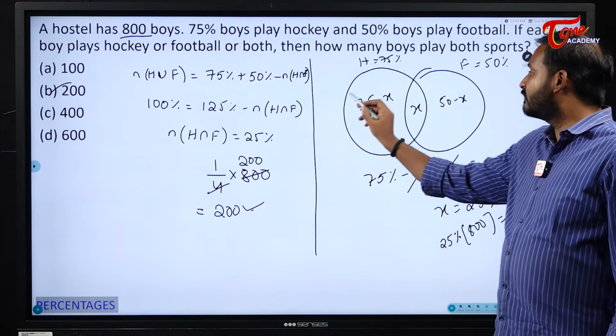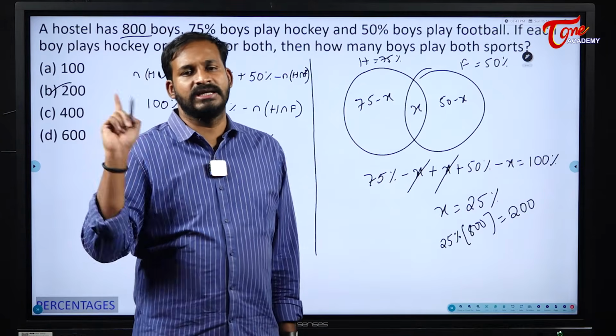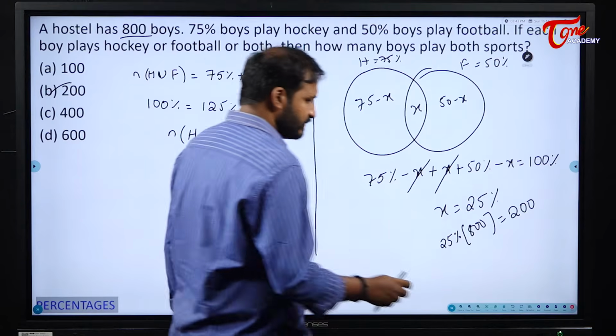Why I am equating this sum to 100 is because the reason is very simple. Definitely everyone will play at least one sport. Because of that reason we are taking this into consideration.